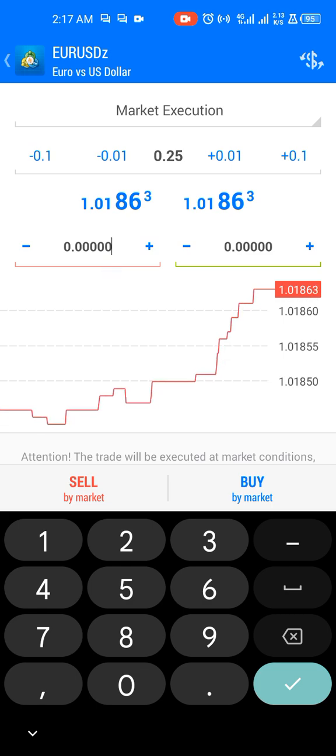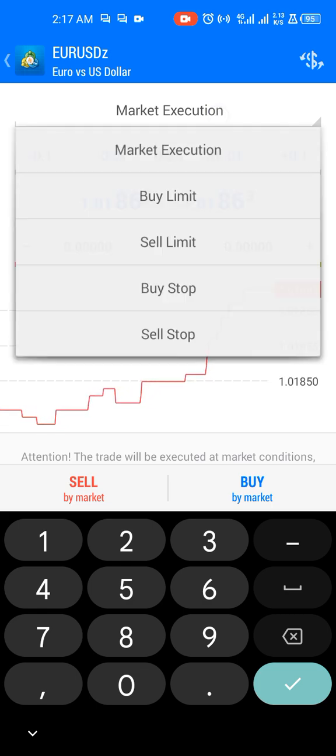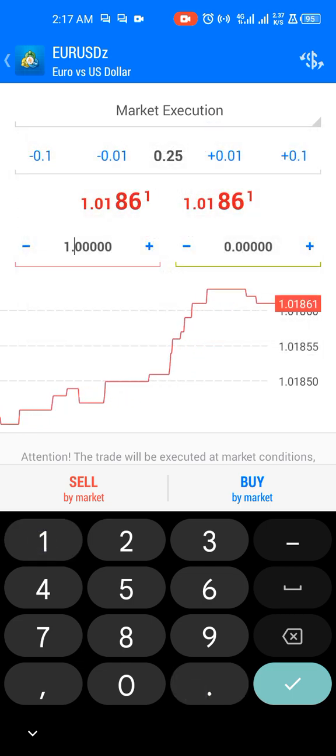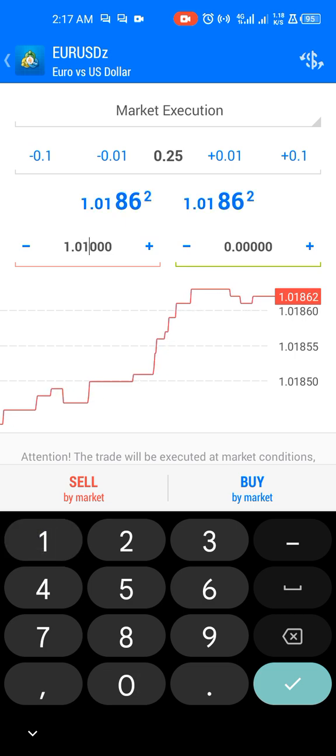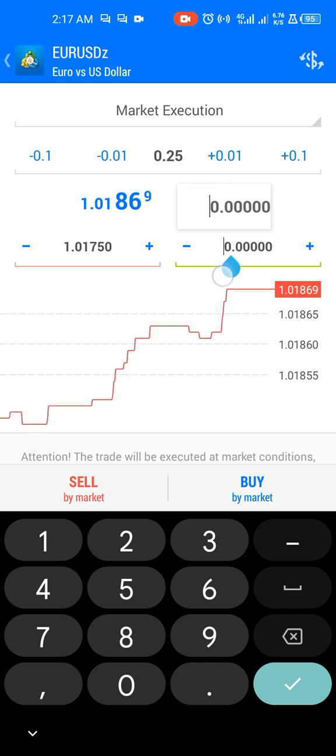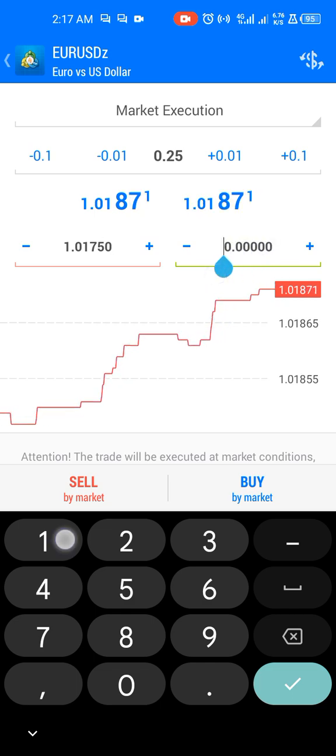I can set my stop loss if I want to buy here now. Market execution, I want to buy right now. My stop loss will be at 1.018 or 75. And then my take profit will be here. I'll say my take profit is 1.025, so I can buy.